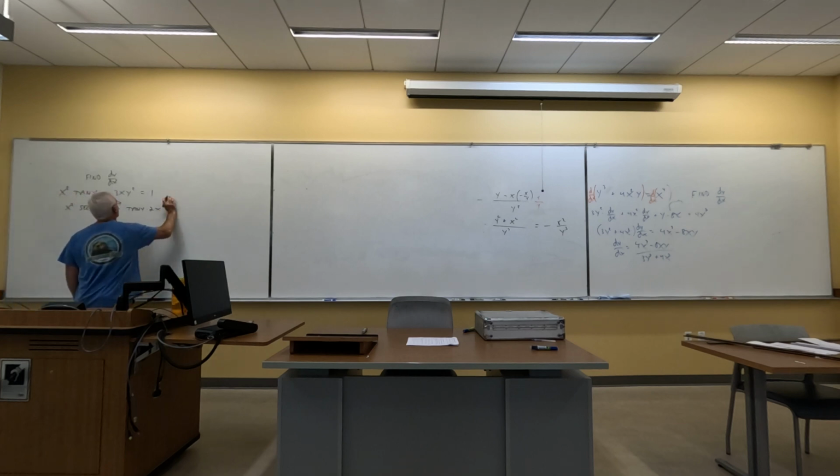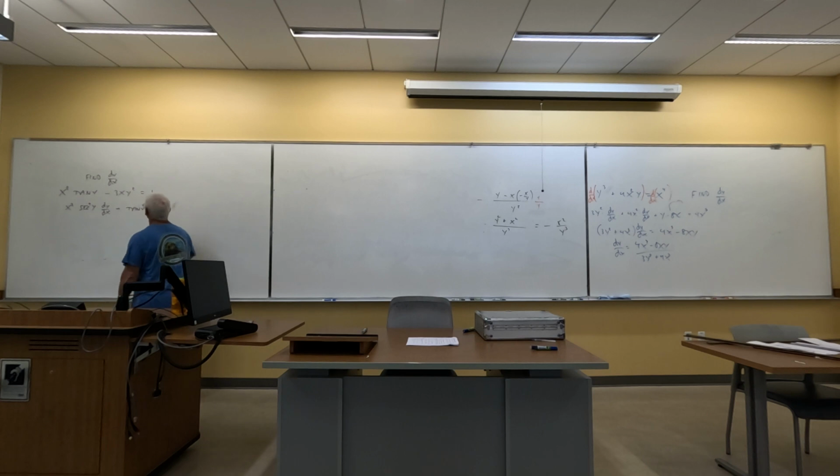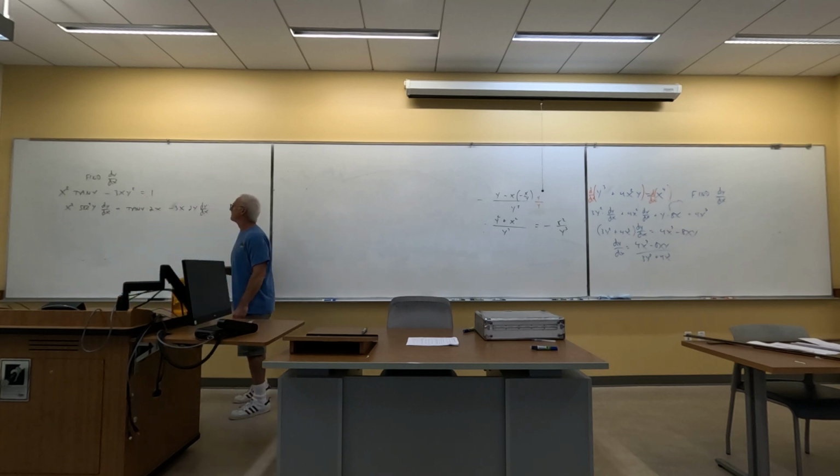Oh, I'm sorry, not equals. Sorry, we're not done. We have that turned out. Negative 3 times x times 2y times dy dx, plus y squared times 1. That's the whole thing times 3. Plus y squared?